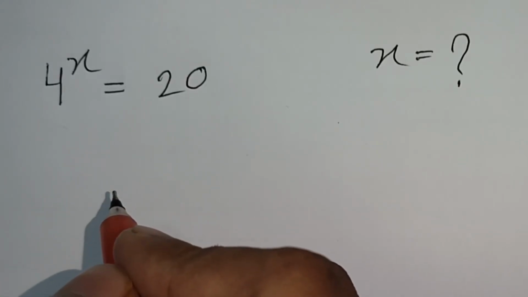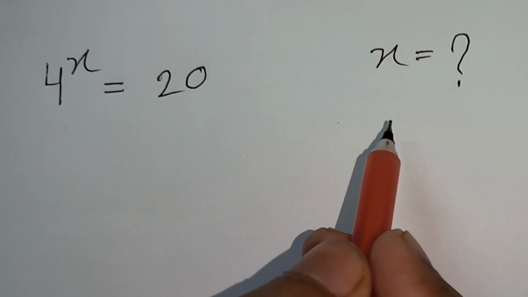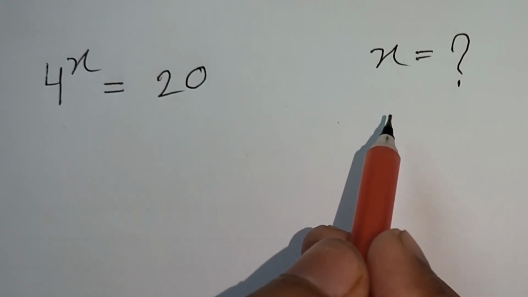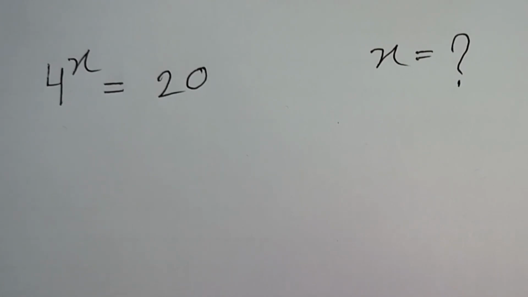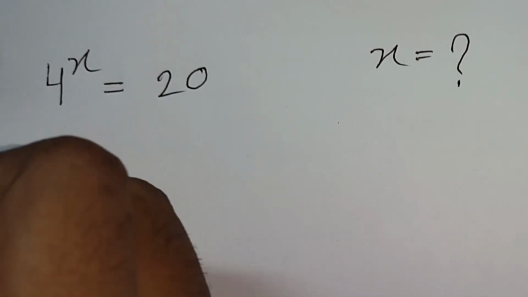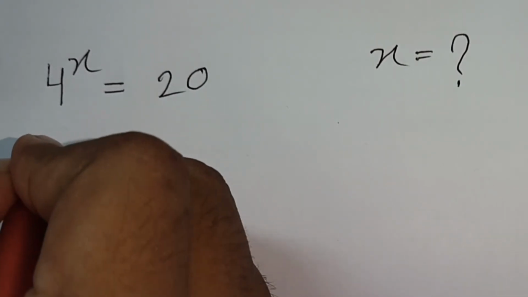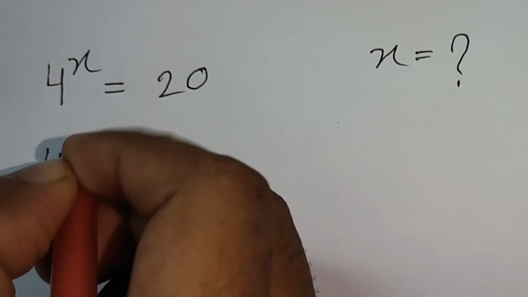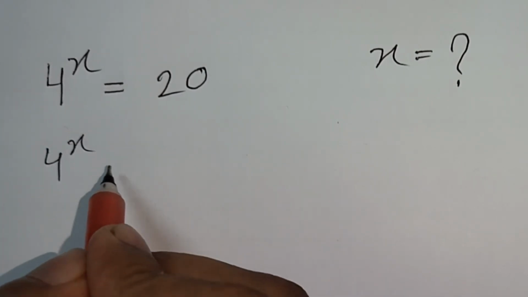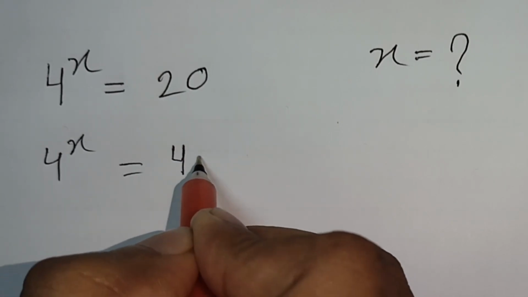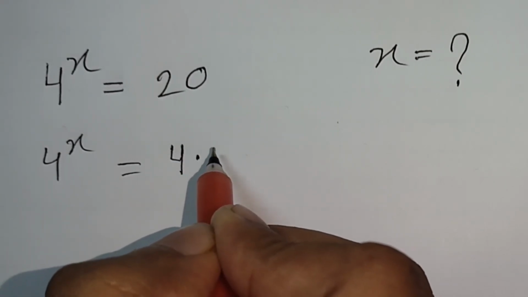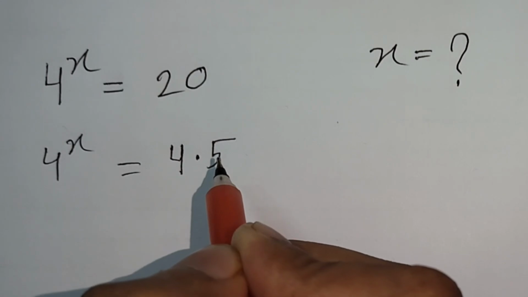How to solve 4 to the power x is equal to 20. Now I explain what is the value of x. First of all, 4 to the power x is equal to 4 and 5.